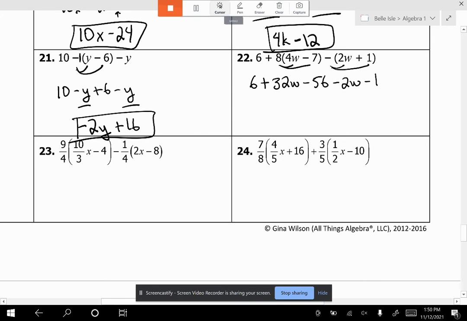Don't do this. Don't do that. You only do that if they're separated by an equal sign. So like if you had 9/4 equals 10/3, one of those numbers would be replaced with a variable, then you could cross multiply them. But you don't cross multiply them, multiply cross.